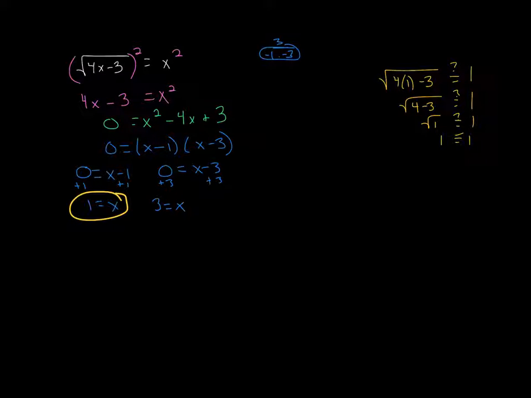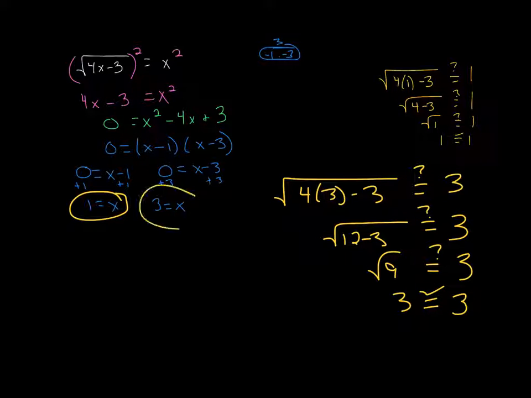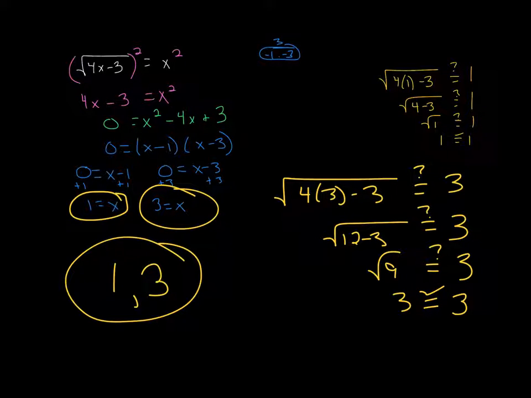Okay, now let's check the 3. So the square root of 4 times 3 minus 3 should equal 3. So that would be 12 minus 3, and then square root of 9, which is 3. So this one checks also. So 1 or 3 could be the answer to this equation.